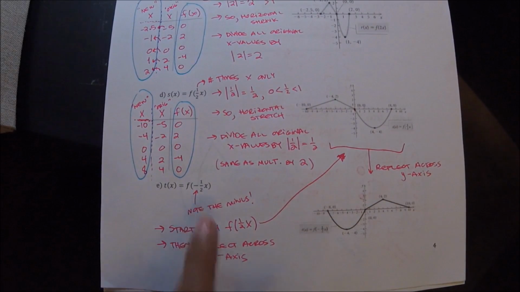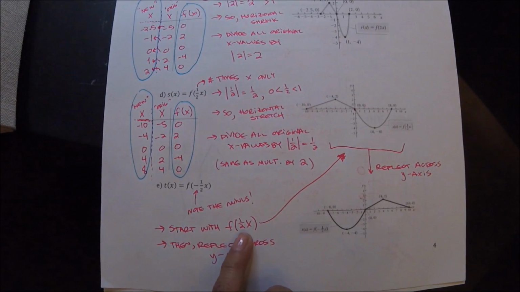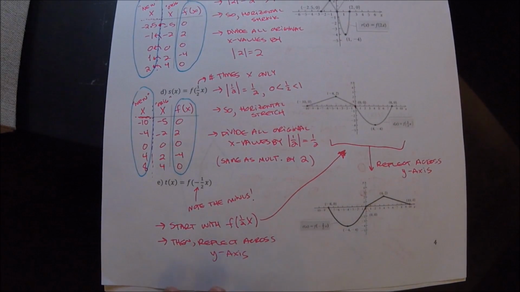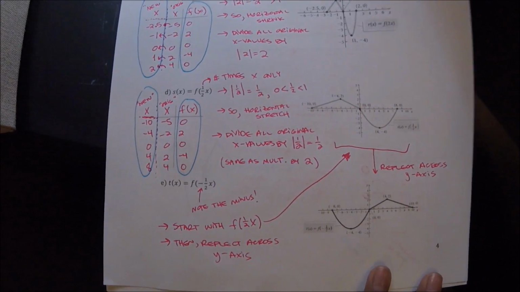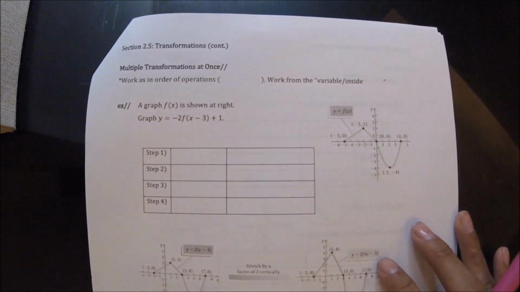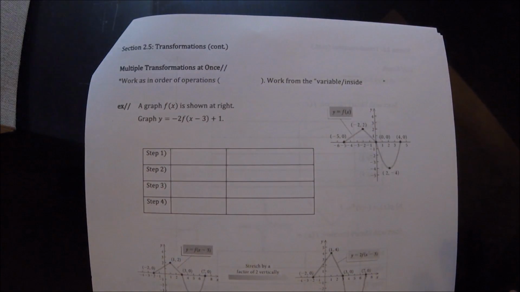So when there's that minus out in front, you start with the one without the minus, graph that, and then reflect appropriately, either across the y-axis or the x-axis, depending on where the minus sign is. And then let's go on to the top of page 5. And now we're going to talk about multiple transformations at the same time.